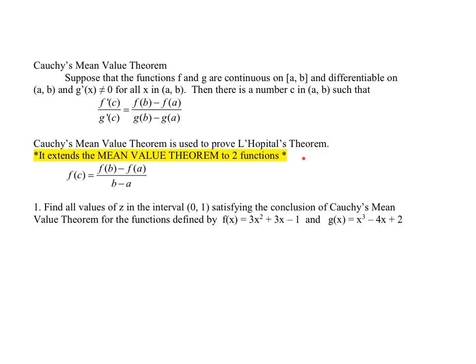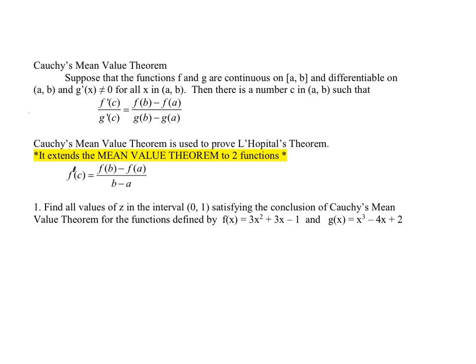So this is how L'Hopital's theorem worked out. Cauchy came along and he actually proved it, and it extends the mean value theorem to two functions. So really what this whole thing is doing is extending it from one function in the mean value theorem to two functions. Here was our mean value theorem. There's a little error in this. Let's fix it. For the mean value theorem, this should say f prime of c. The slope is equal to the average.